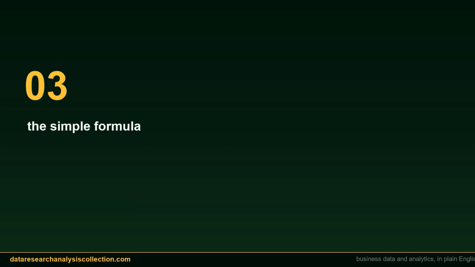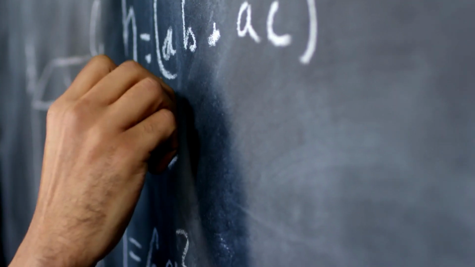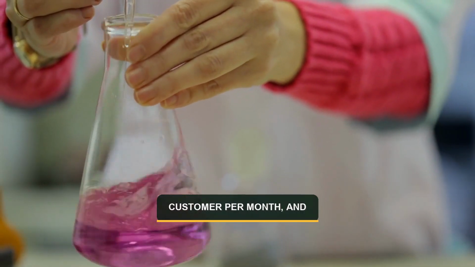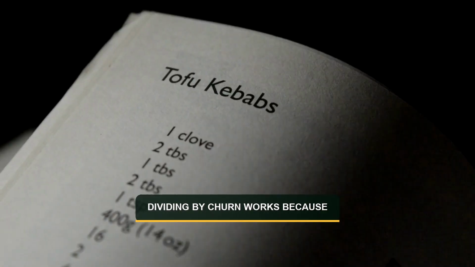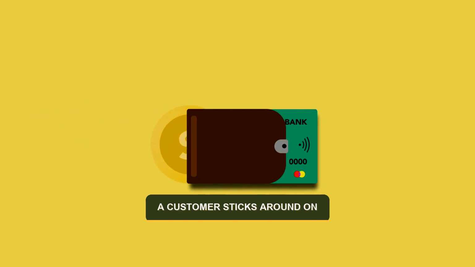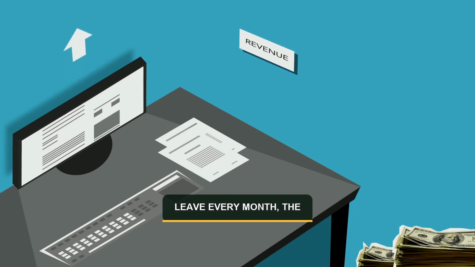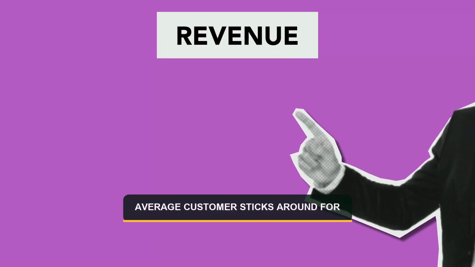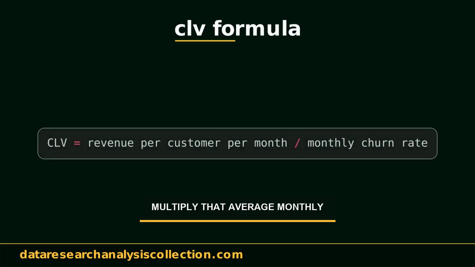The simple formula. The most common version of the formula is refreshingly simple. Take the average revenue per customer per month and divide it by your monthly churn rate. Dividing by churn works because churn rate is roughly the inverse of how many months a customer sticks around on average. If 5% of customers leave every month, the average customer sticks around for about 20 months, 1 divided by 5%. Multiply that average monthly revenue by that expected lifespan and you have a rough CLV.